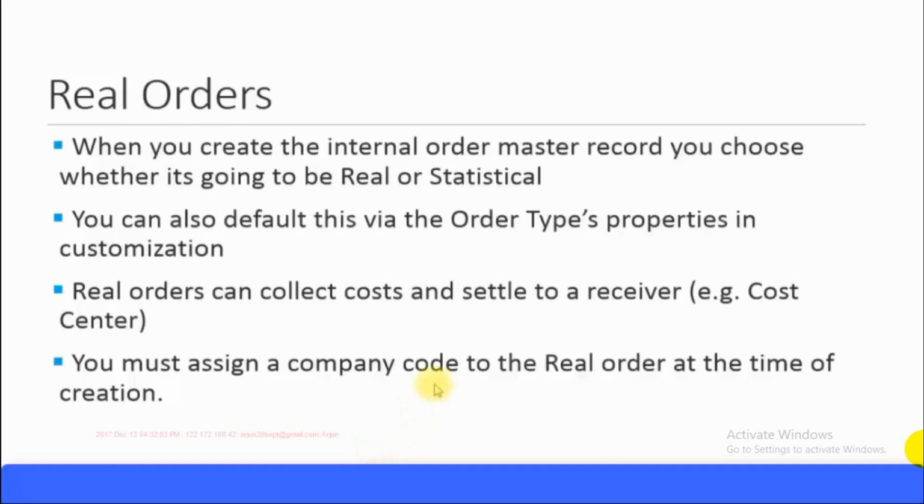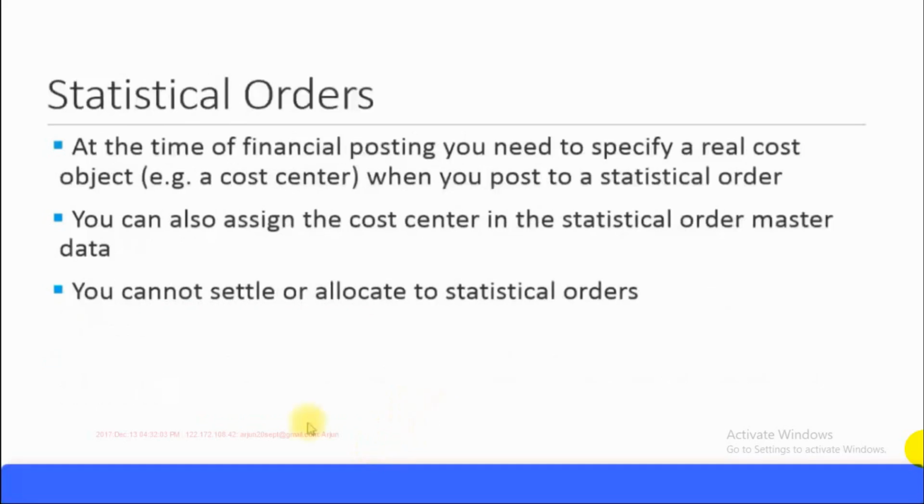Let's look at statistical internal orders. Statistical internal orders, as we discussed earlier in our presentation, are purely for statistical purposes, which means just for informational purposes only. So at the time of posting the financial entry, you need to specify at least one cost object. If cost center accounting has been activated, you must at least specify one cost object. It can be either a cost center, an internal order, a WBS element, or a profitability segment. There are many different types of cost objects that you can specify.